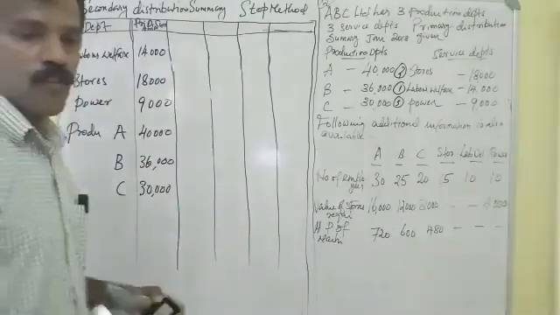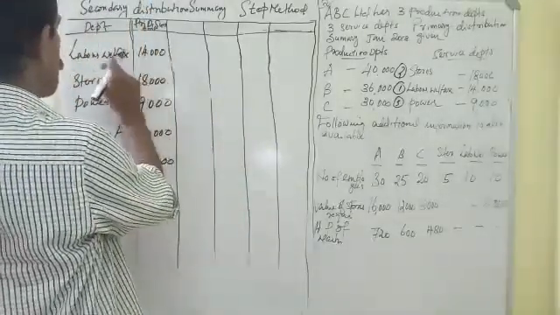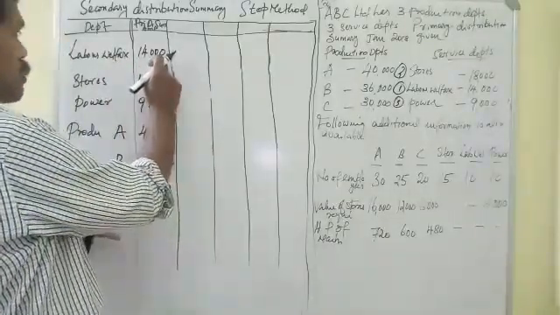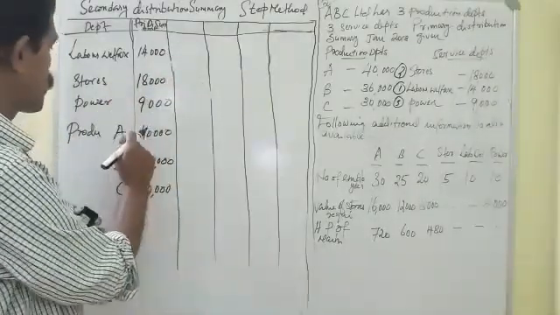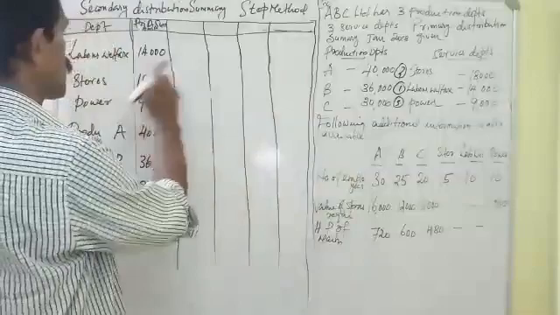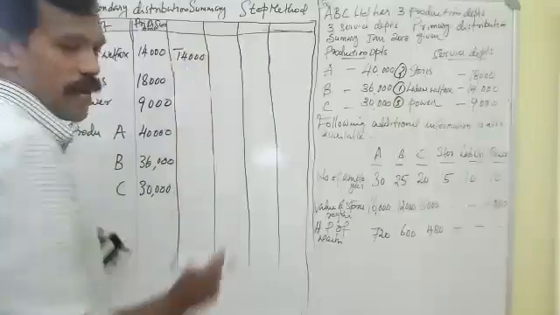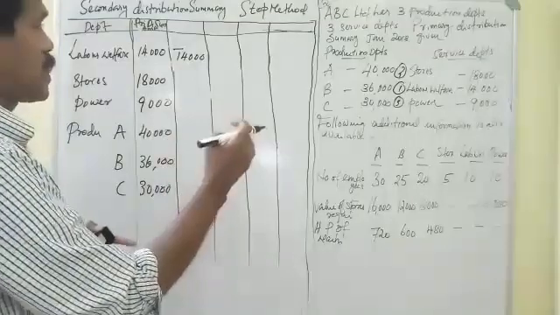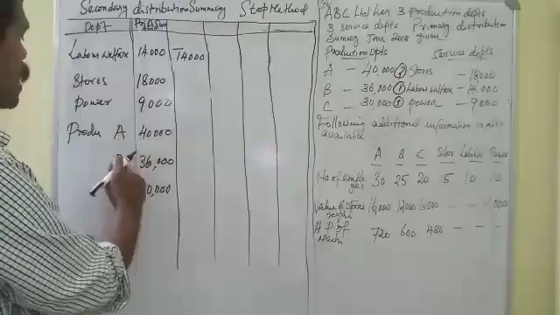Done. See what I am going to do now. Our first service department is the labor welfare department. I am going to distribute this amount among all these departments, the stores department, power department, then A, B and C, on an equitable basis. Firstly I am going to distribute this 14,000, so I provided a negative sign. Then in what proportion do they distribute? We can distribute this 14,000 among stores, power, A, B and C.